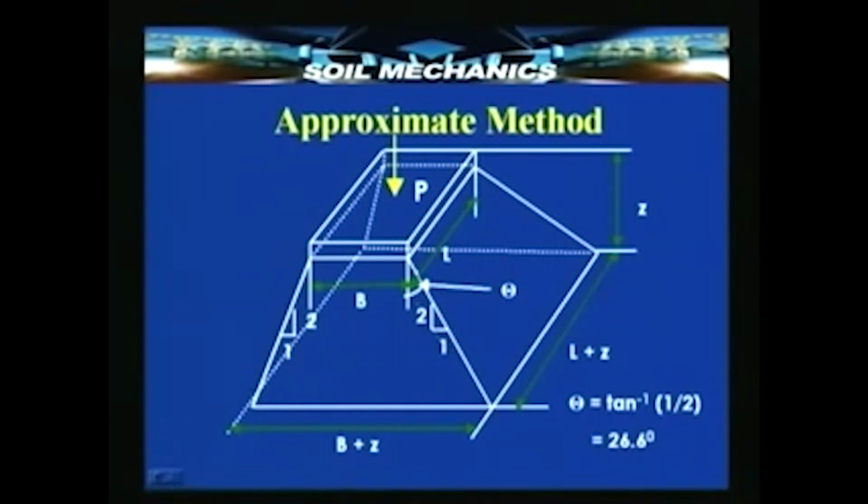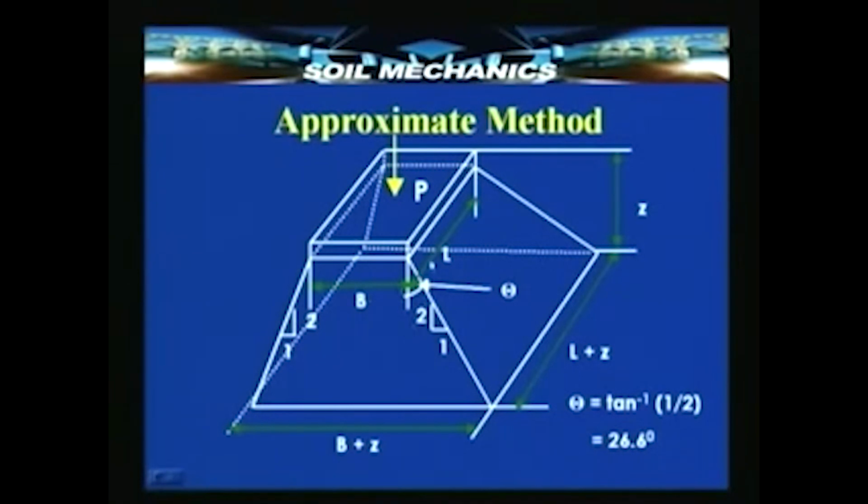So, if we take this as the distribution line, then at any depth z below the foundation, from the top to the bottom, because of this distribution, this length becomes L plus z and this length becomes B plus z. Therefore, at depth z the vertical stress due to the load P will be simply P divided by this area, which is L plus z into B plus z.